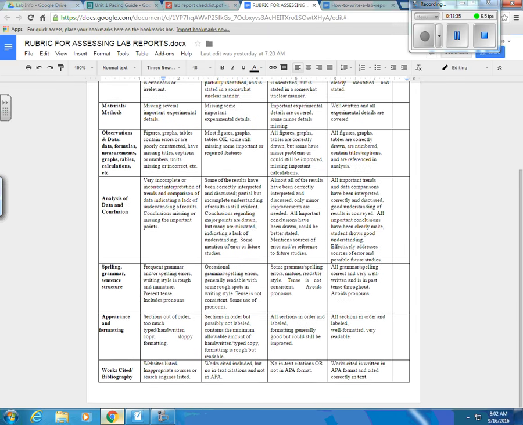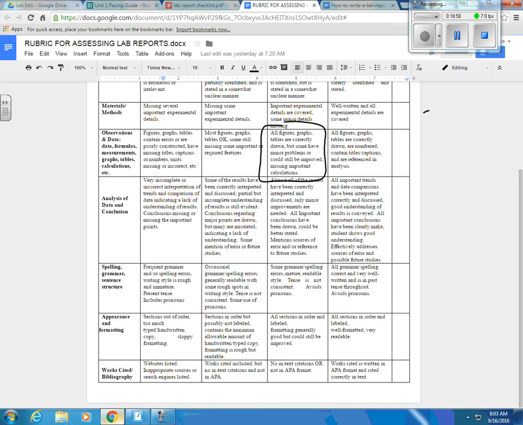Okay, observations and data. This is the big one. Okay, or this is one of the big ones. Okay, let's look at all figures and graphs right here. Let's look at the 3 because this is the goal. Okay, all figures, graphs, tables are correctly drawn, but some have minor problems or could still be improved, missing important calculations.